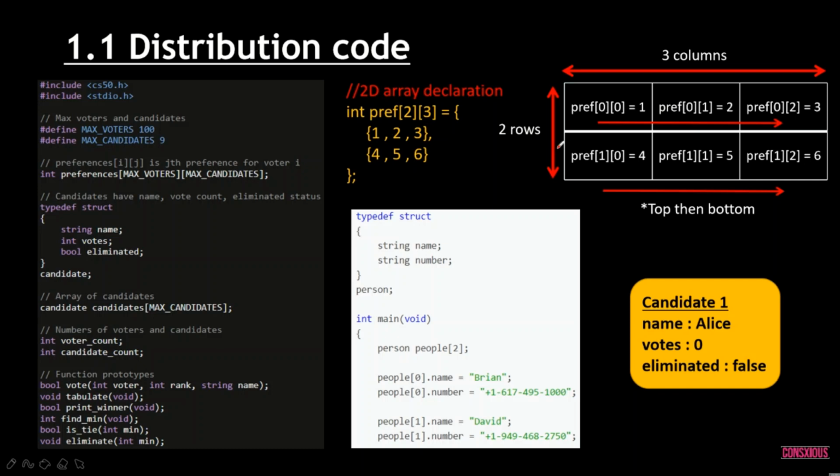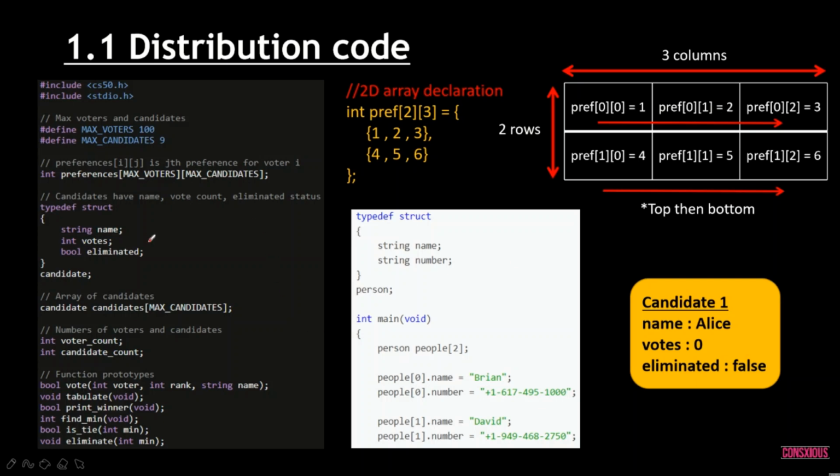So you can imagine the 2D array is like a box. Preference[0][0] is equal to 1, which is this. [0][1] is 2, [0][2] is 3, and so on. So this is 2 rows, 3 columns. This is the row and this is the column. So it will go from the top to the bottom.